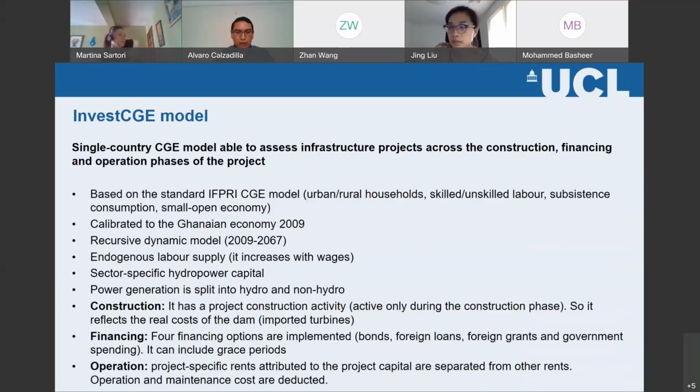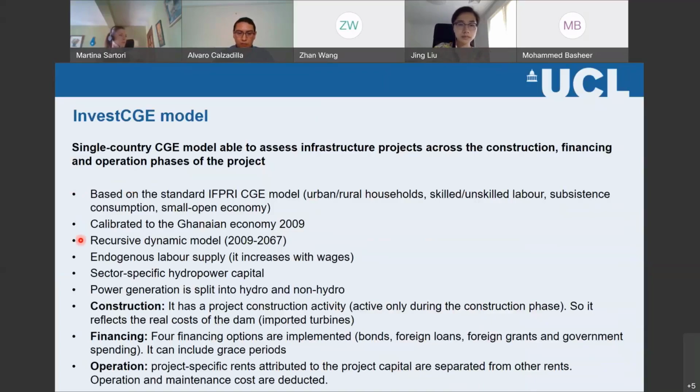I will just talk about some characteristics that we have. I will not go in deep. It is based on the standard IFPRI-CG model. So it's basically a small open economy model, and we have calibrated this for 2009 to the Ghanaian economy. It's a recursive dynamic model.